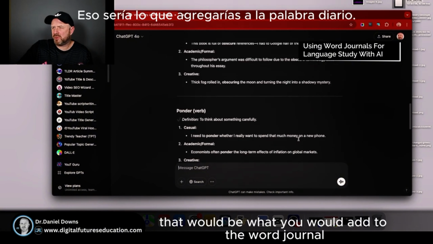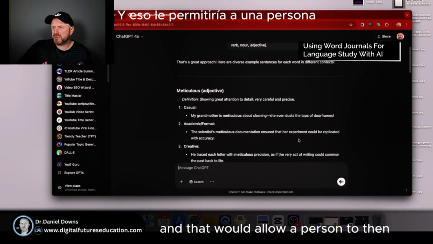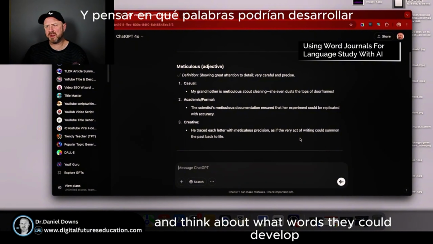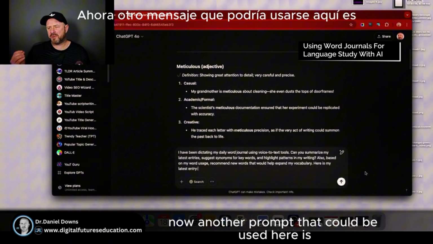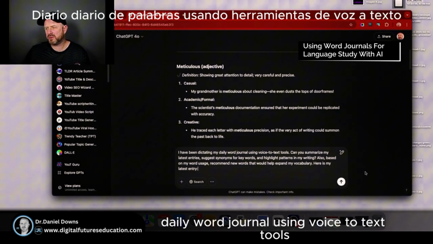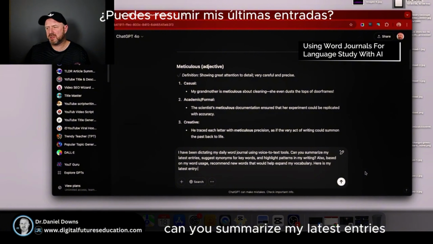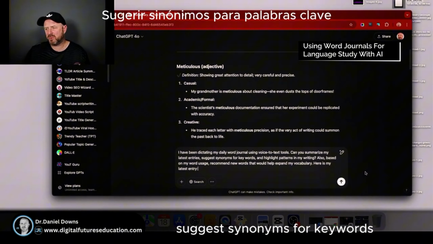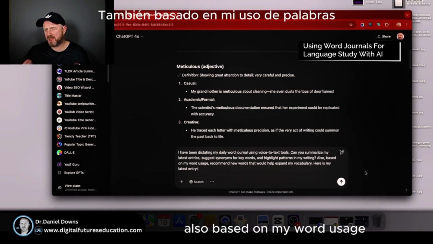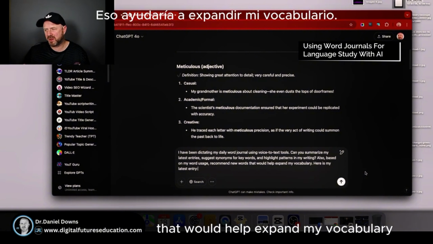And so that would be what you would add to the word journal. And that would allow a person to then grow with specific words and think about what words they could develop with their word journal. Now, another prompt that could be used here is: I have been dictating my daily word journal using voice-to-text tools. Can you summarize my latest entries, suggest synonyms for keywords, and highlight past patterns in my writing? Also, based on my word usage, recommend new words that would help expand my vocabulary.